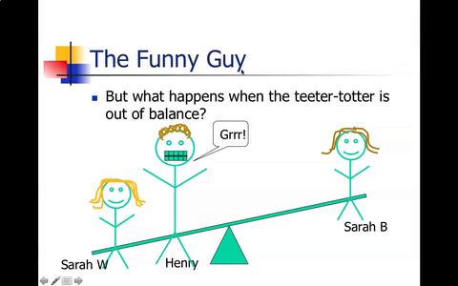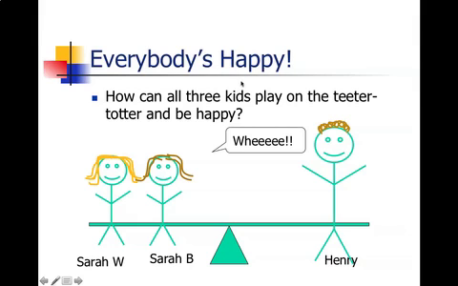So in the teeter-totter, what we have to do is return back to equilibrium, just like we do in chemical reactions. Something has to happen, like you saw in your web lab yesterday, for it to get back the way that it was. So if Henry's a big guy and we've got two smaller girls, Sarah and Sarah, we can put the two girls on one side and Henry can go on the other, and they're all happily playing with one another now.